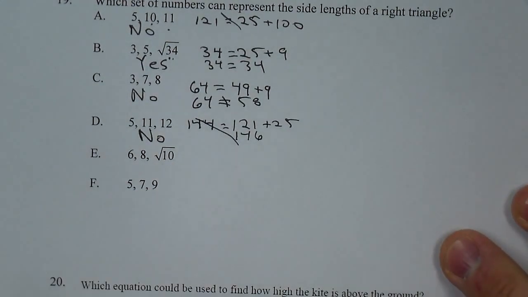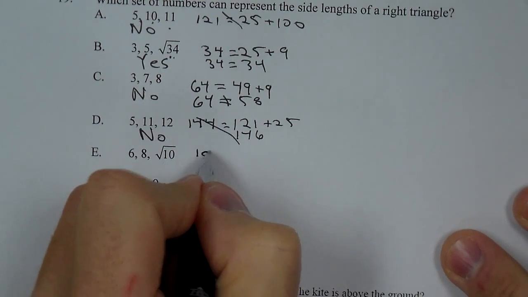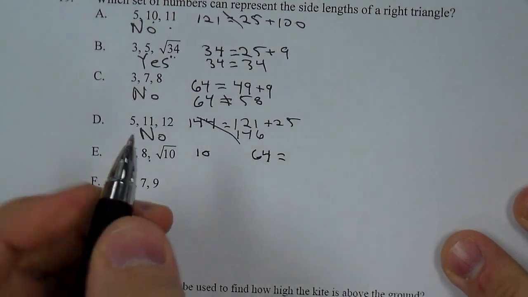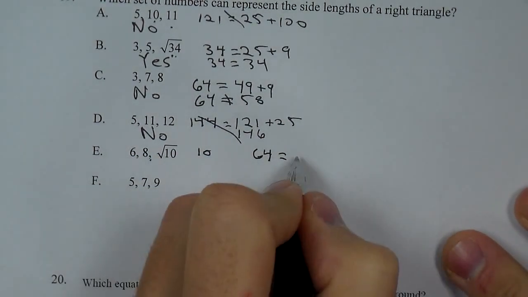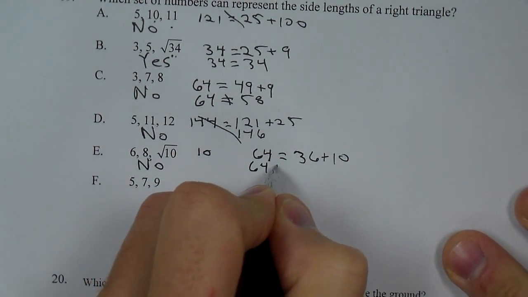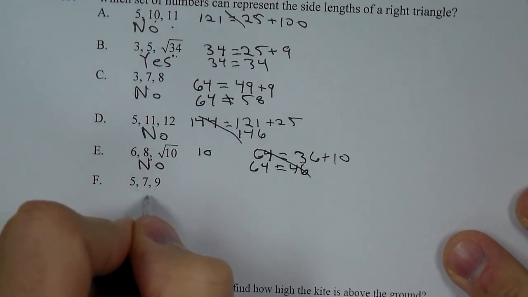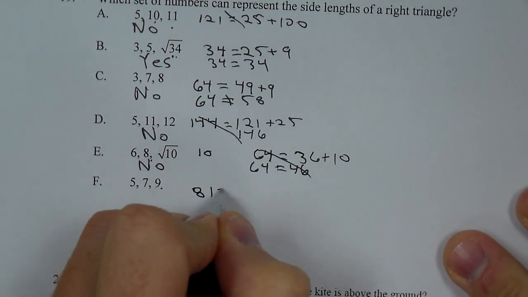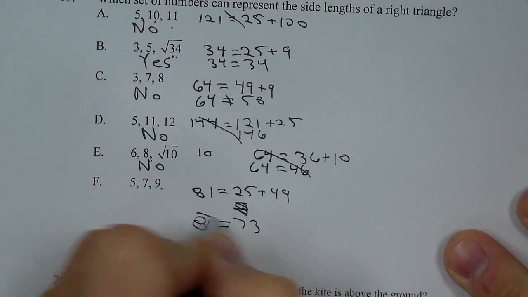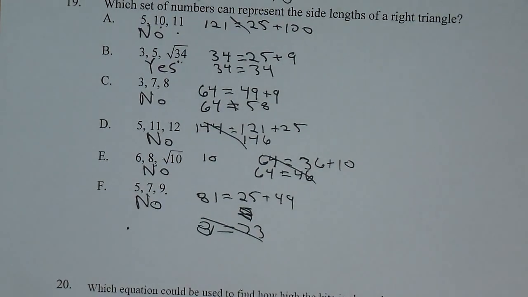Square root of 10. Careful with this. You square it, it becomes 10. That is not your longest side. 64 is actually your longest side, or 8 is your longest side. Then I go 36 plus 10. This is a no because I have 64 and 46. Last one, 9 is your longest, so we go 81. Is that equal to 25 plus 49? That looks like 73 and 81. That is a no as well. That is the Pythagorean Theorem converse. It's got to be equal. Take the longest side squared by itself, and go from there.